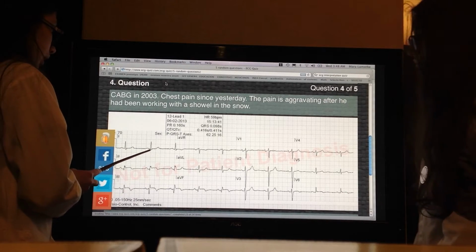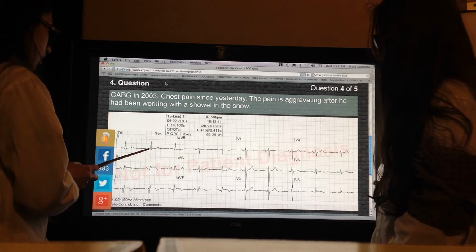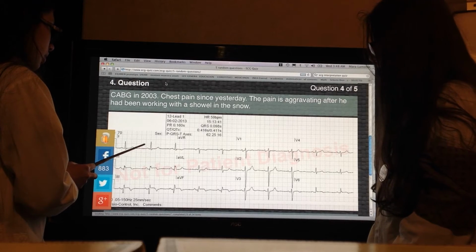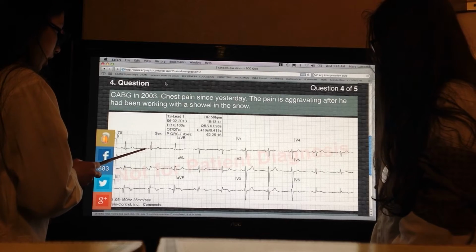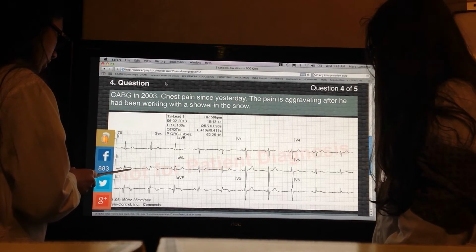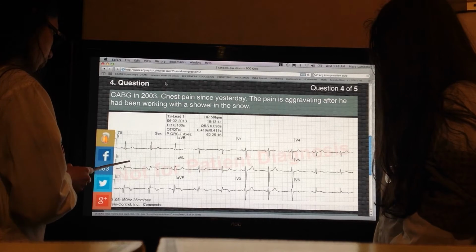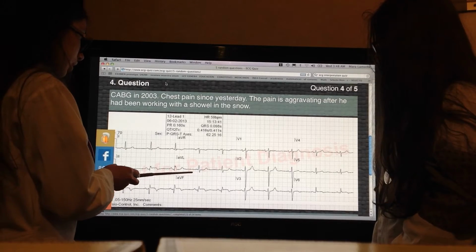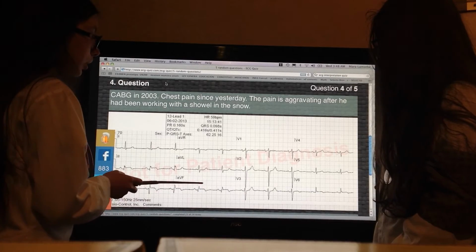Now we're going to see the height of the T. It has to be less than half a millivolt in the limb leads. So this is like 0.2 millivolts. This is where it's inverted, like 0.2, 0.3. This is like 0.3 millivolts. In aVL it's like 0.3, aVF 0.3.